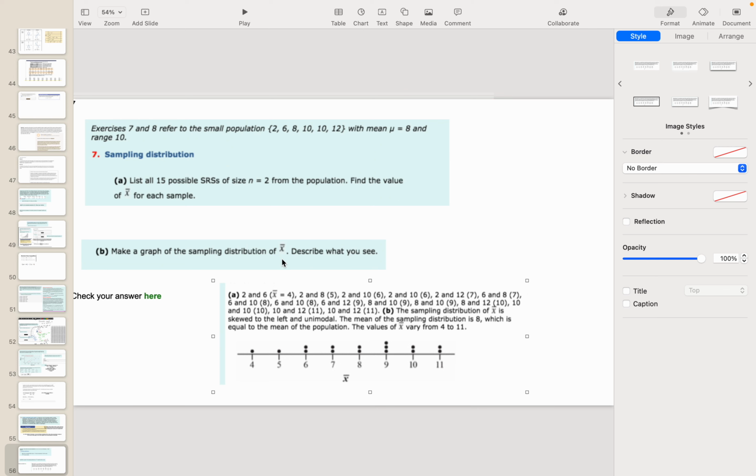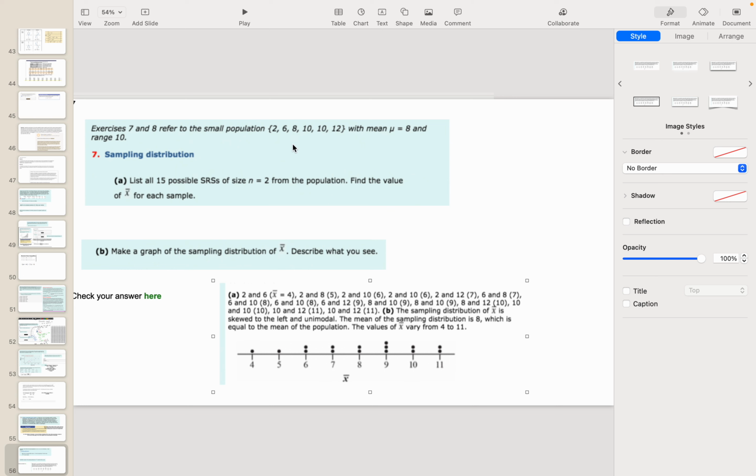Idea of what a sampling distribution is and how we would make one if we were doing it with a really small population. Okay, so our population is just 2, 6, 8, 10, 10, and 12. So imagine that these tiles were in a bag, right?